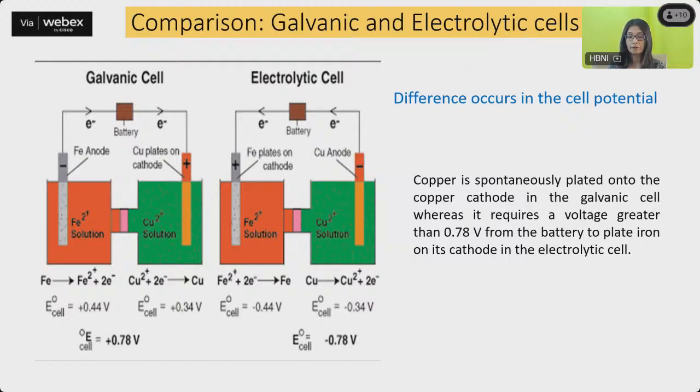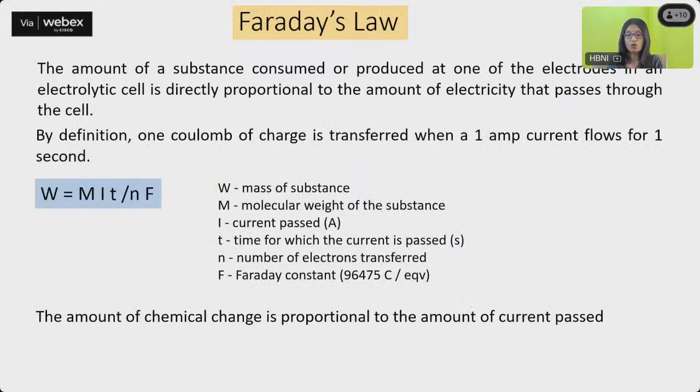Okay. So what is Faraday's law? Faraday's law will give you that the amount of substance consumed or produced at one of the electrodes in an electrolyte cell is directly proportional to the amount of electricity that passes through the cell. So by definition, 1 coulomb of charge is transferred when 1 ampere current is flowing for 1 second.